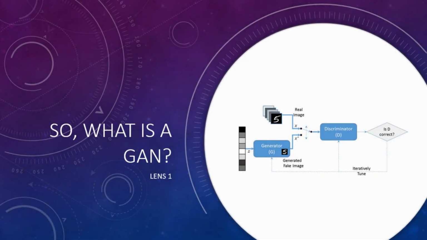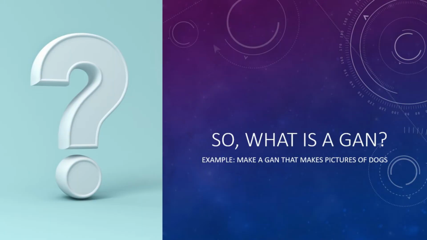So, what is a GAN? Thanks to Machine Creativity's article, Artificial Art: How GANs Are Making Machines Creative, I found a relatively easy way to explain what GANs are. In this example, let's say we wanted to create a GAN that can make pictures of dogs. Basically, there are 2 machine agents involved in a GAN.